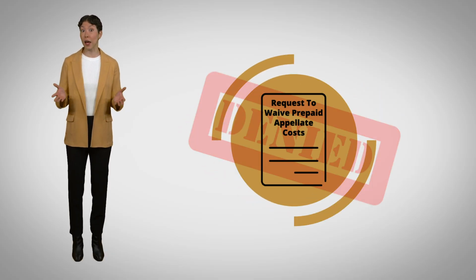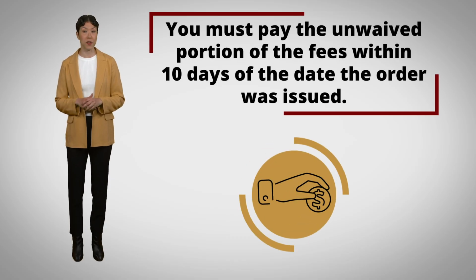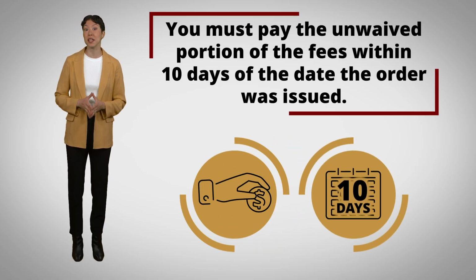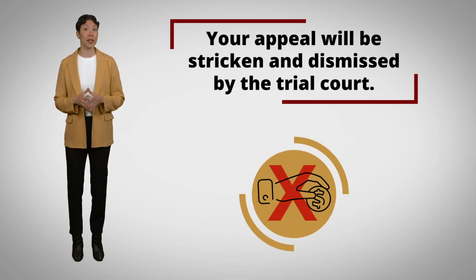If your request is denied, in whole or in part, you must pay the unwaived portion of the fees within 10 days of the date the order was issued. If you do not pay, your appeal will be stricken and dismissed by the trial court.